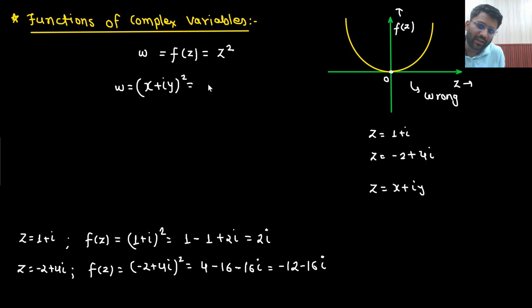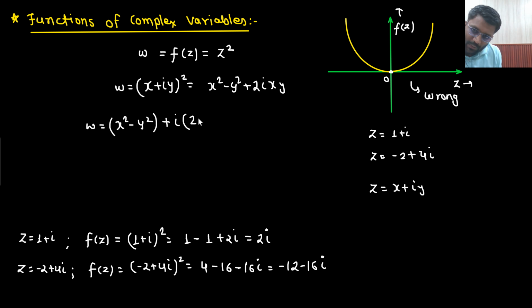So this will turn out to be a square plus b square plus 2ab. So what is your omega? Omega is coming out to be x square minus y square plus iota 2xy. So this is the real value and this is the imaginary value you are getting.